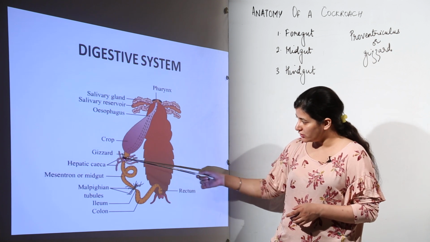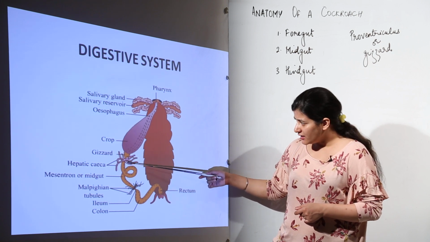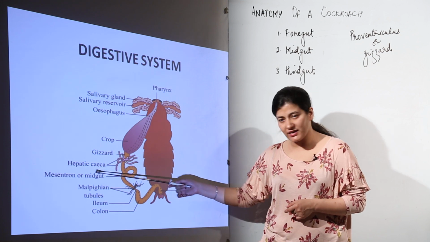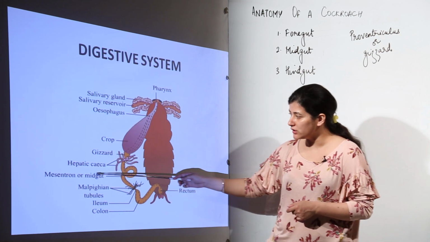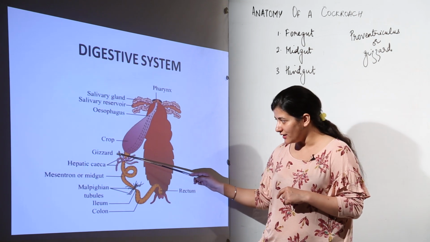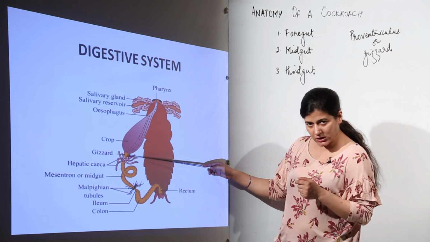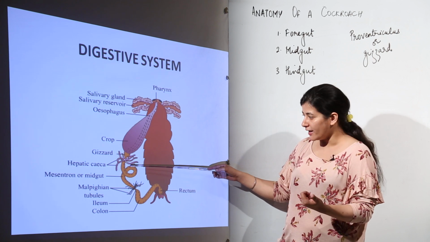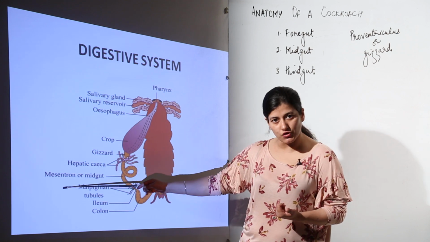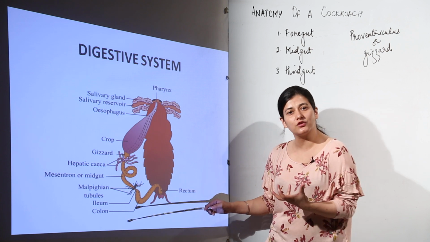At the junction between the foregut and the midgut, there are 6 to 8 blind sacs known as hepatic caecae. The word hepatic refers to anything to do with the liver. These hepatic caecae are responsible for secreting the digestive juices into the part of the gut that follows, which is the midgut. The other name for it is mesenteron. Inside this midgut, proper digestion of the food takes place.